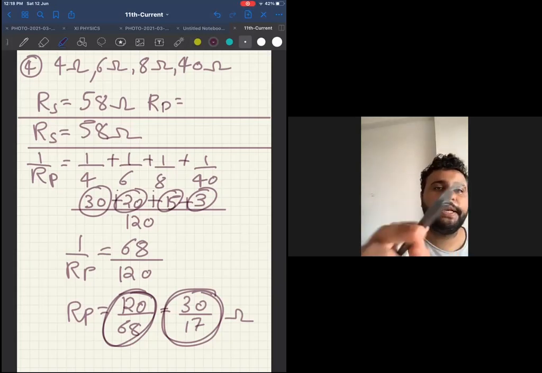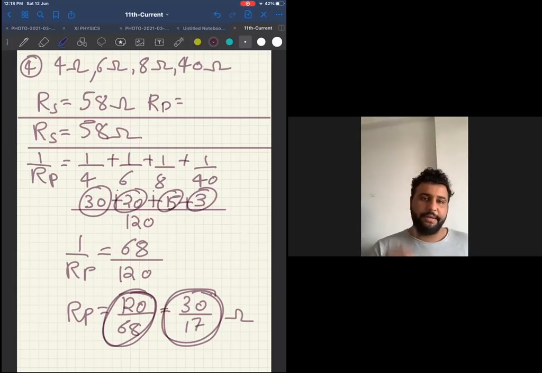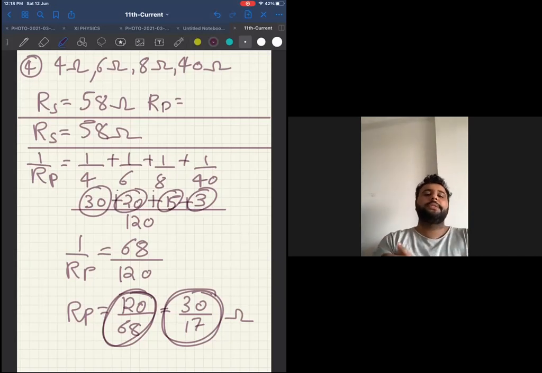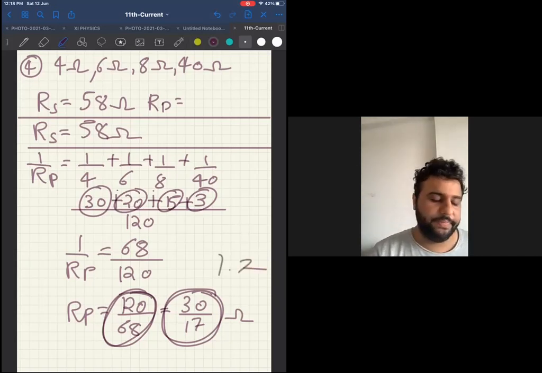Now tell me frankly, how many of you got the right answer? People who have replied, I have seen your answers. I want at least by now, both should be correct, RS and RP. If you have got it correct, yes, no problem. You can write the answer in decimal. If you have got the answer of 30 by 17 as 1.7, that is fine. That is correct. No problem.